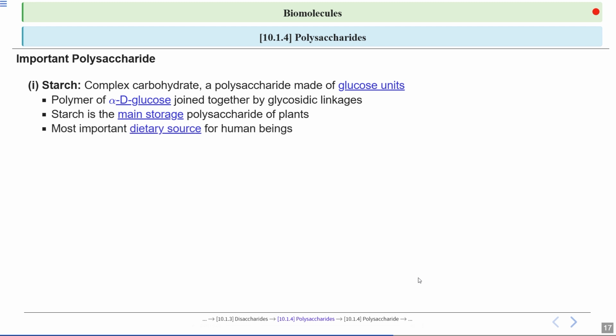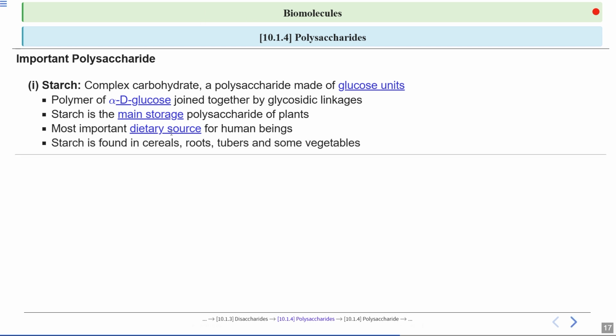If we talk about humans, then starch is the most important dietary source for human beings. Starch is found in many foods including cereals, roots, tubers and some vegetables. So when you eat things like wheat, potatoes or corn, that means you are consuming starch.